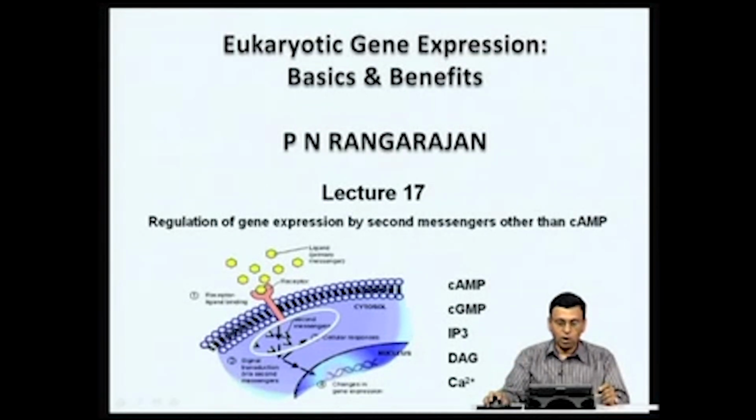So what we will do today is look at regulation of gene expression by second messengers other than cyclic AMP. Let us see how molecules like cyclic GMP, inositol triphosphate, diacylglycerol and calcium, when they get activated, go ahead and influence gene expression programs. That is going to be the crux of today's lecture.